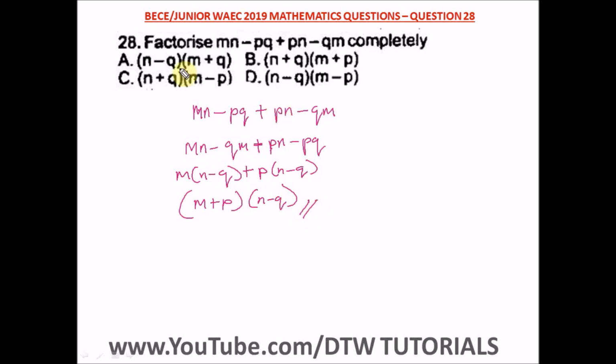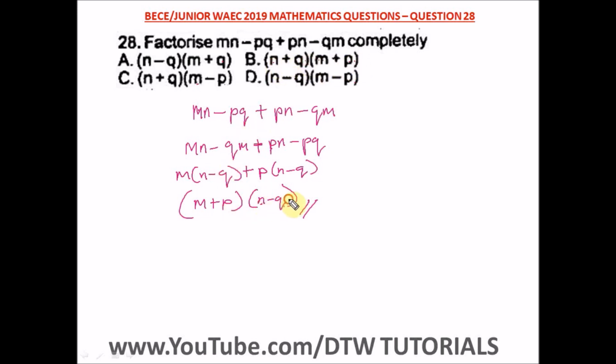But unfortunately, in the options I think they made a mistake with the letters, because this is supposed to be a P. This is N minus Q, which is this N minus Q. Then for M plus P, instead of putting M plus P, it was an N plus Q that was put here. You can see everything here has an M and P. But this is the closest to the answer, since this is M plus P.